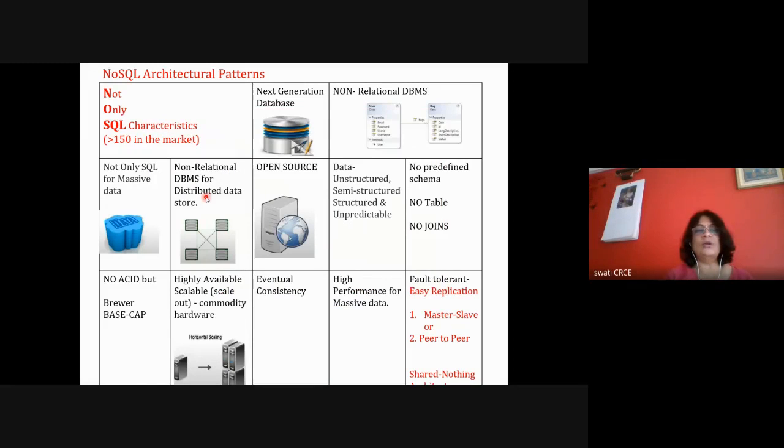But that is not the case with NoSQL databases, because in NoSQL databases the data can be of any type: unstructured, semi-structured, structured, so it is highly suitable for big data. And the data is unpredictable, so you don't have to think about the schema. There is no predefined schema. There is no predefined table. Okay, so no predefined schema means no exact structure. You can have flexibility.